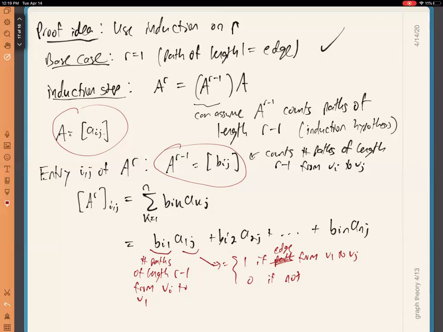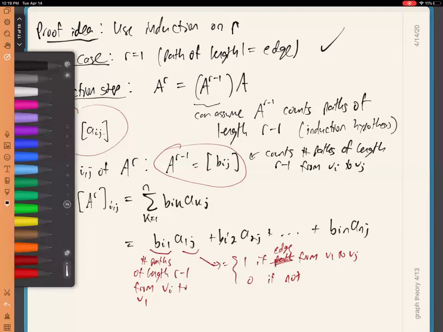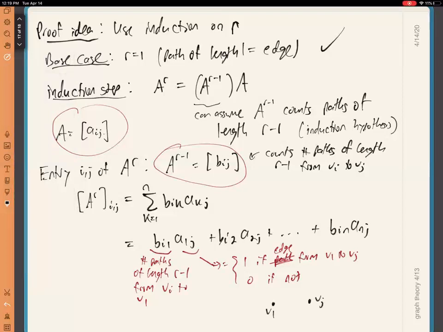Well then, if b_i1 is not zero, that tells me how many paths I have from vi to v1. So let's say this is v1, and this is vj, and I'm assuming I have an edge from v1 to vj, so a_1j is equal to 1. If b_i1 is not zero, that means there's some path of length r minus 1 from vi to v1. And so if this term is not zero, then I have some path of length r, because it takes r minus 1 edges to get from vi to v1, and then you add one more to get to vj.